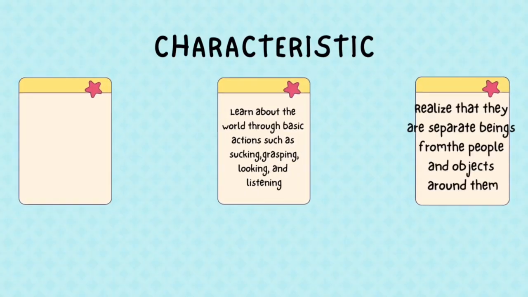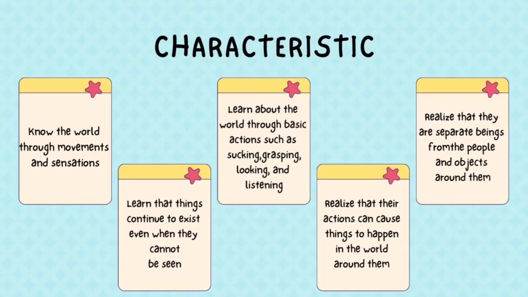About their characteristics, number 1, know the world through movement and sensation. Number 2, learn about the world through basic actions such as sucking, grasping, looking, and listening. Number 3, learn that things continue to exist even when they cannot be seen, for example, object permanence. Number 4, realize that they are separate beings from the people and objects around them. Number 5, realize that their actions can cause things to happen in the world around them.